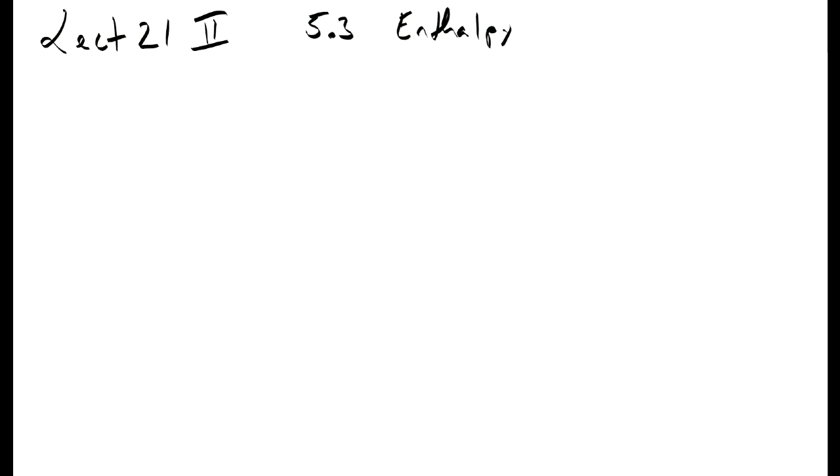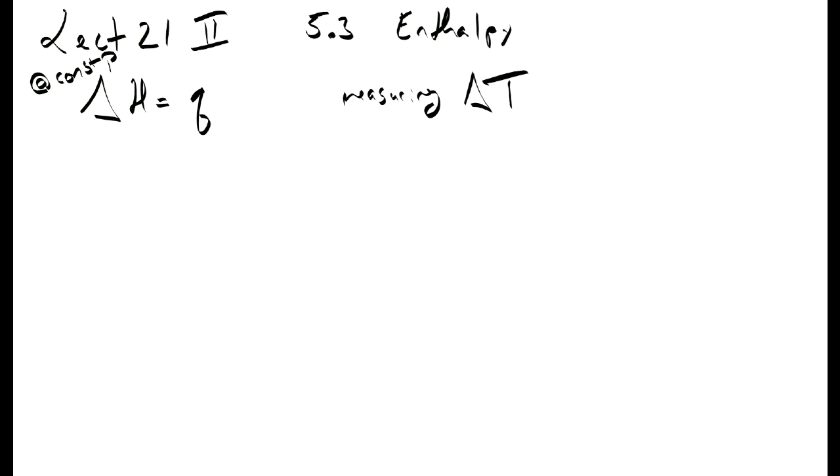So when we left off, we just concluded that at constant pressure, delta H, the change in enthalpy, is equal to Q, which means by measuring change in temperature, you have measured the change in a state function. Whereas Q ordinarily looks at one path, now we know that it's true for any path. So long as you're at constant pressure, measuring delta T tells you about the change in energy, no matter how you get from A to B.